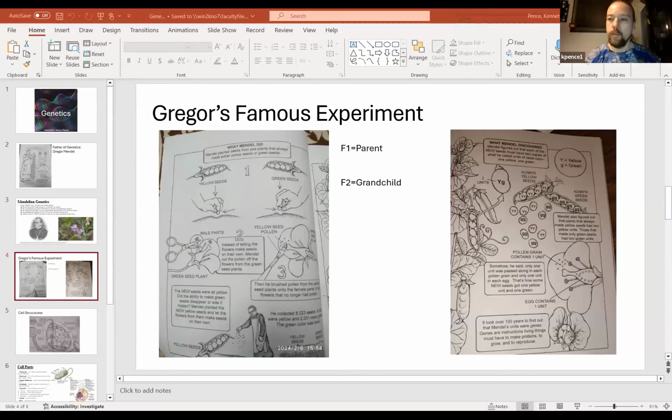Share my screen. Everybody see my screen? Yes. Good. Okay. Let's see.